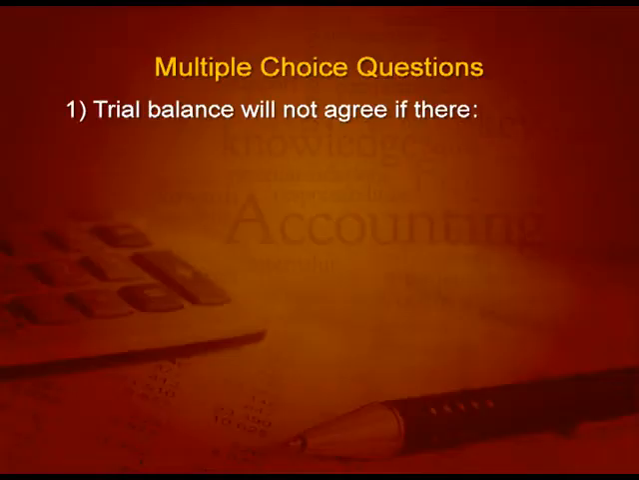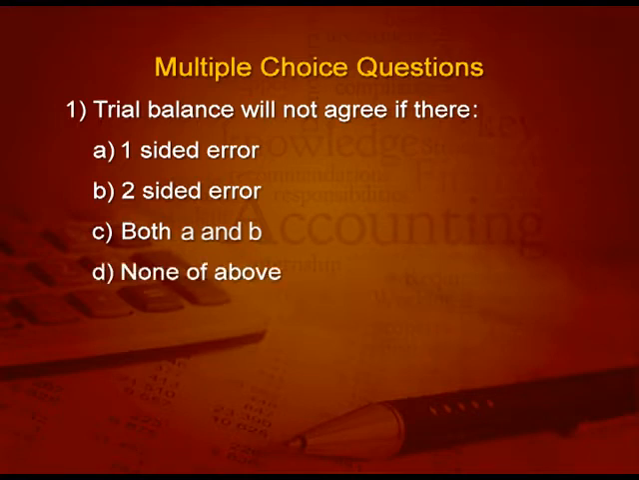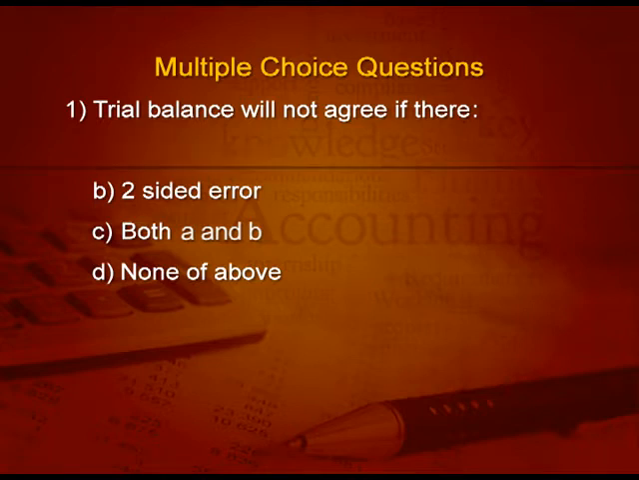Let us test our understanding by way of a few multiple choice questions. Question number 1. I will be giving you the 4 options. You think about it and then I will speak the answer. So, let us begin. Question number 1. Trial balance will not agree if: option 1, one sided error; option 2, two sided error; option 3, both A and B; and the last option, none of the above. The answer is A part, that is one sided error.